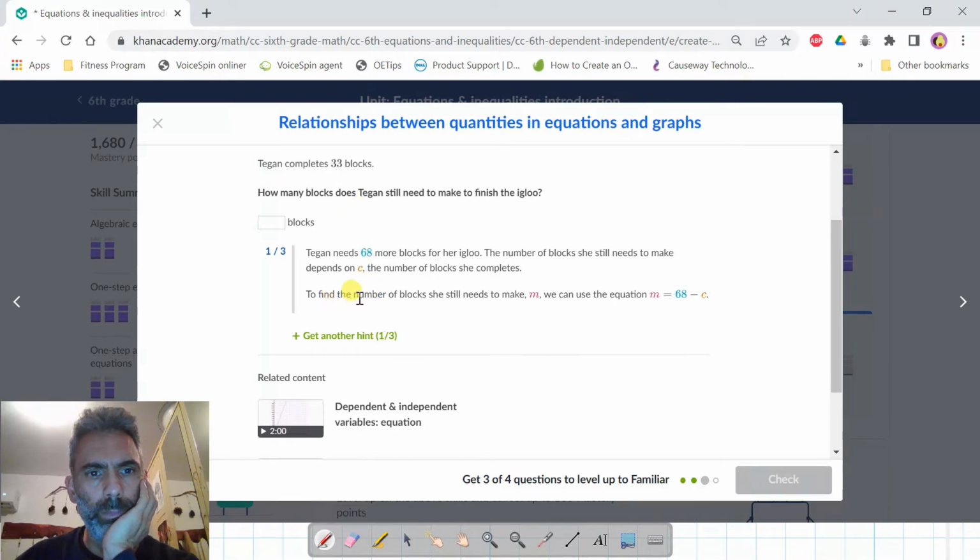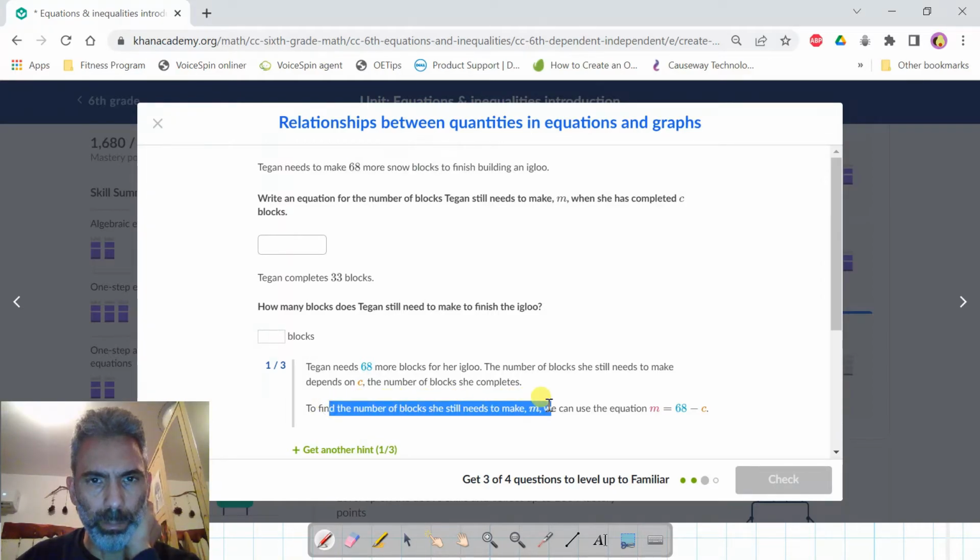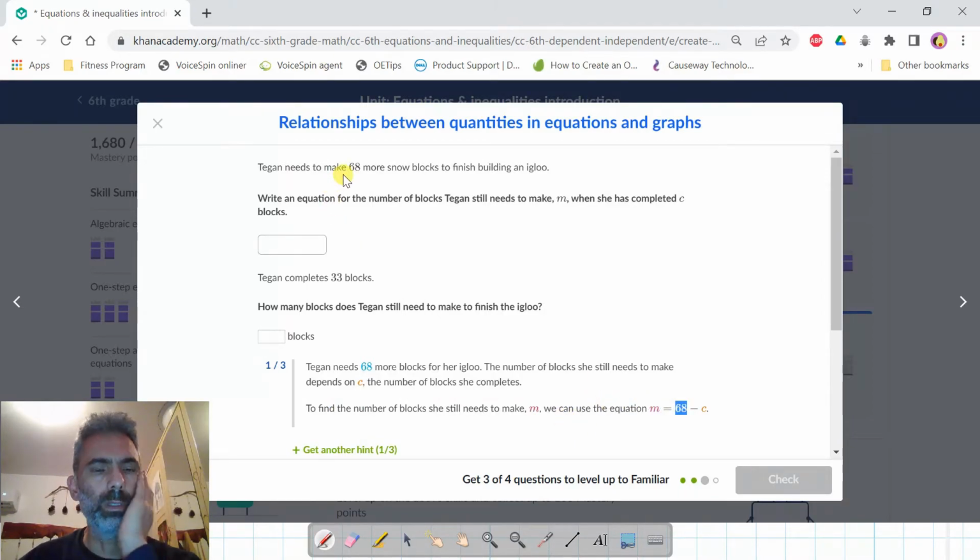To find the number of blocks she still needs to make, M, we can use the equation. What? But here it says Tegan needs to make 68 more snow blocks to finish building an igloo. Now you say to find the number of blocks she still needs to make, M. But 68 is the number. I don't understand it.